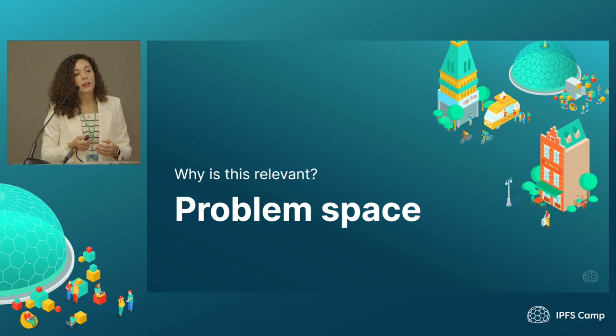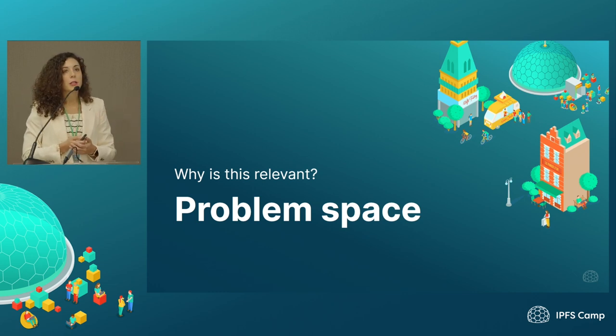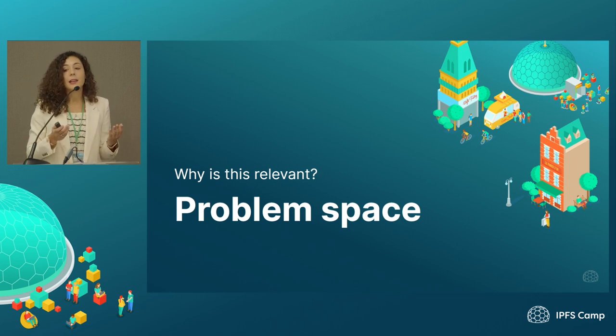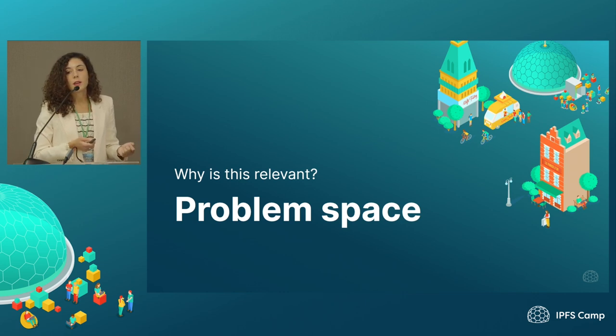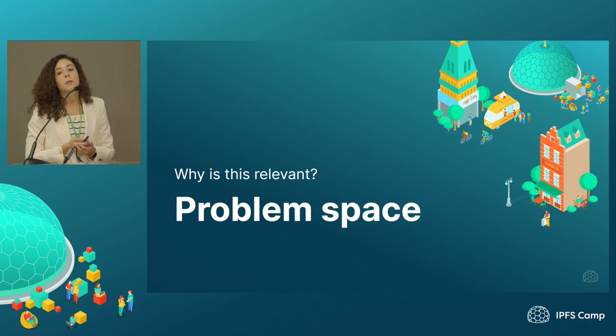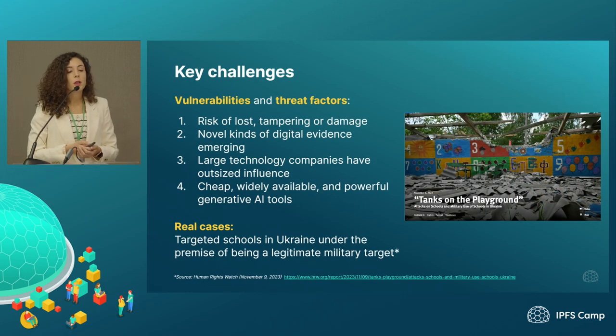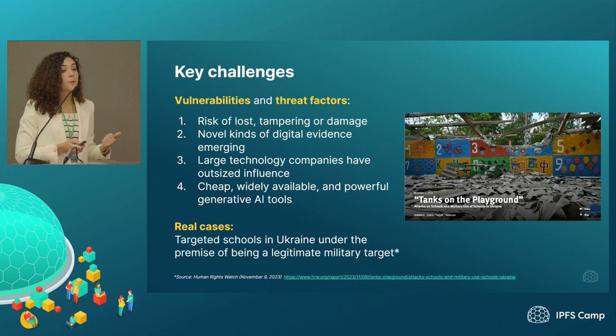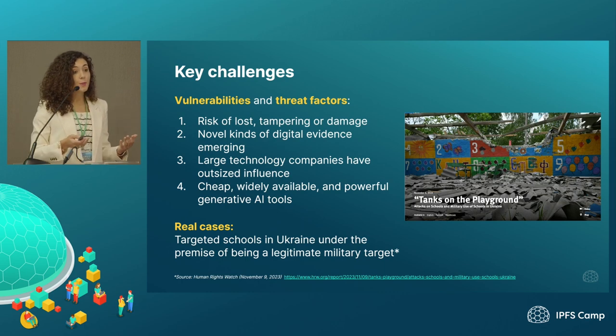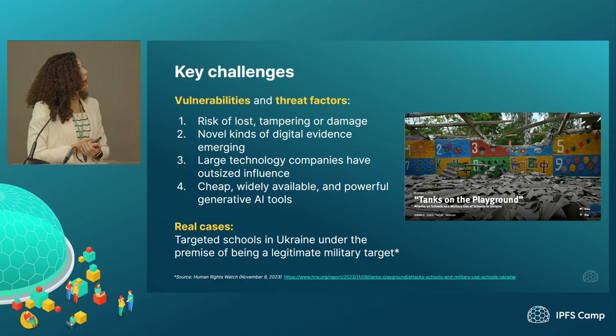Why did this happen? Well, targeting schools is a war crime, unless it's a legitimate target. And why could it be considered a legitimate target? Because there are military forces inside. So Russian air forces claimed that that was the case in some school facilities, and it was not true. So there are two major risks here. One, sharing information that is not true, that could cost the lives of many children.